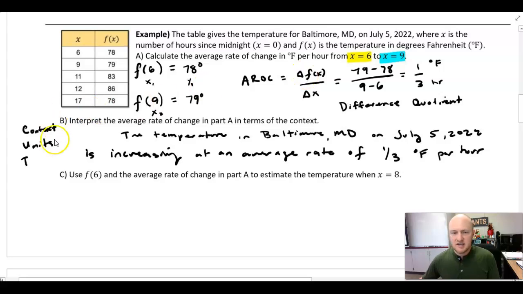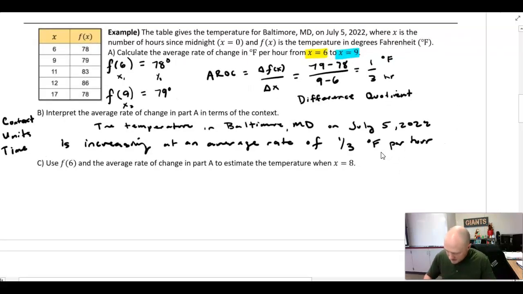And then the T stands for time. This is not the average rate of change for the whole night. The temperature is not constantly increasing at 1/3 degree per hour. So you have to specify when this is applicable. So we're going to go ahead and say here from, or sorry, not T, that's not the input variable here, it's X. X equals 6 to X equals 9 hours after midnight.